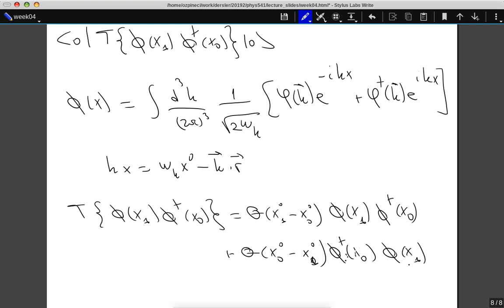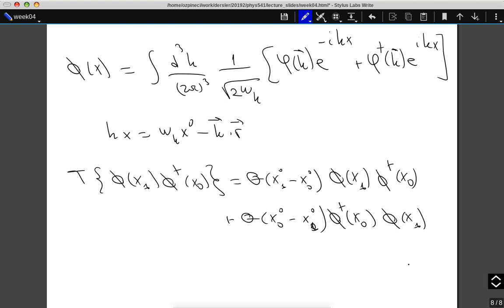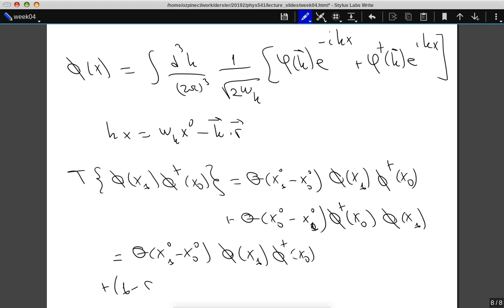Now, in this example, we have a real field. Since we have a real field, phi dagger is actually phi. So this will be equal to, yeah, let's keep it like this for the time being. And then we will see how things will change. Or, let's not keep it like that, but let me just rewrite it slightly. This is theta of x1^0 minus x0^0 times phi of x1, phi of x0, plus 1 minus theta.